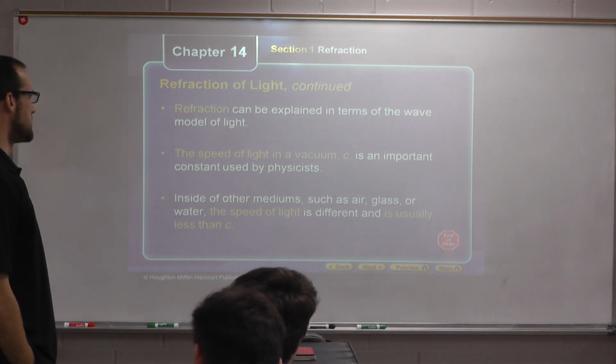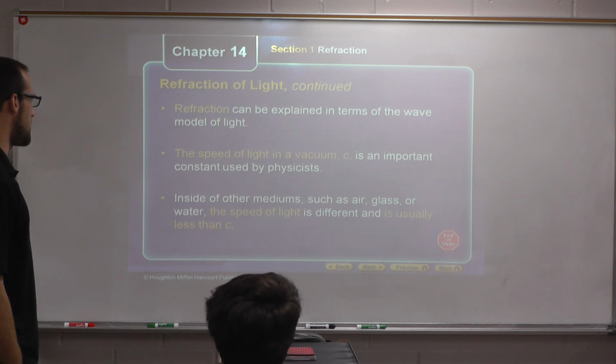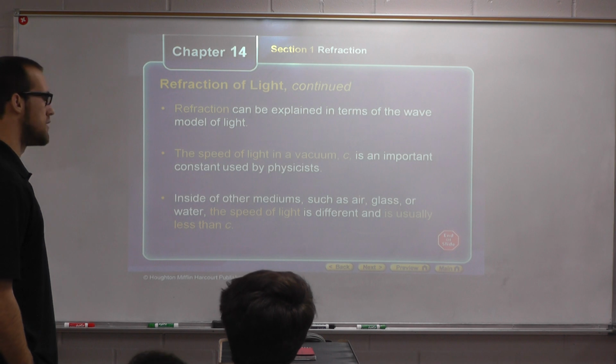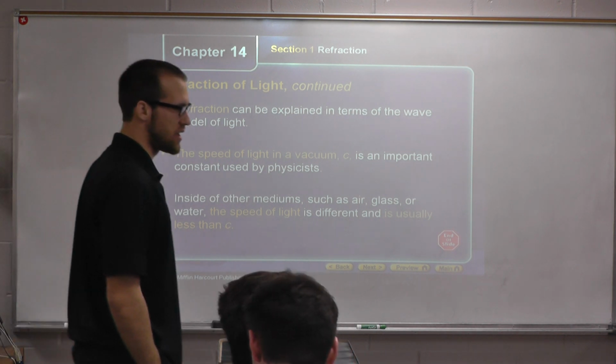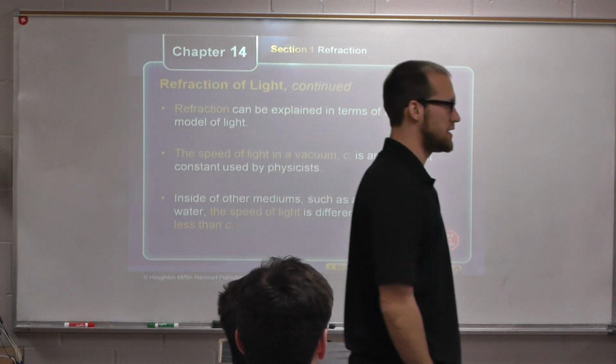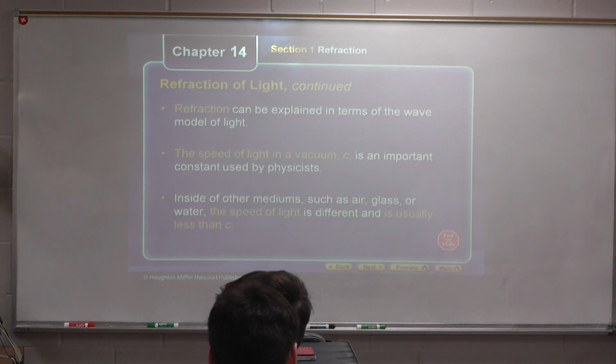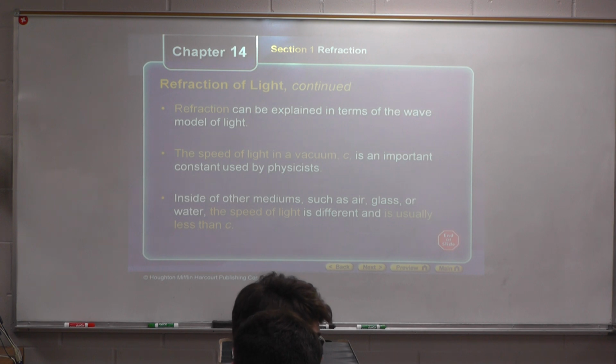In other mediums, such as air, glass, or water, the speed of light is going to be different and less than your speed of light in a vacuum. So if light travels at 3 times 10 to the 8 meters per second in a vacuum, it's going to travel a little bit slower in any other medium. Some mediums slower than others. Air is the fastest medium, not a vacuum.